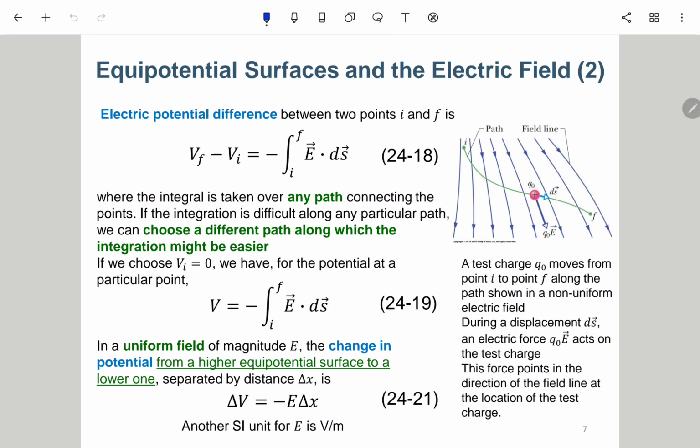Okay, so here we come up with a mathematical definition for the equipotential difference. Okay, 就是那个电位差。So the electric potential difference between 2 points I and F is like this. Okay, VF minus VI, but mathematically it will be like this. Okay, negative integration of E dot ds.